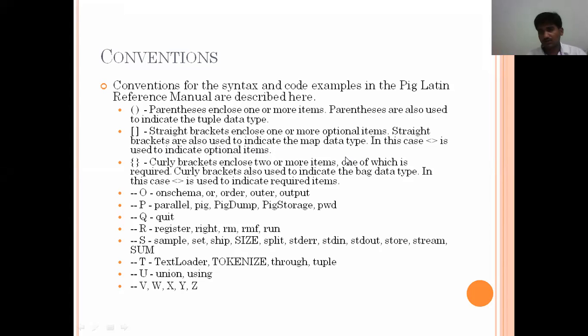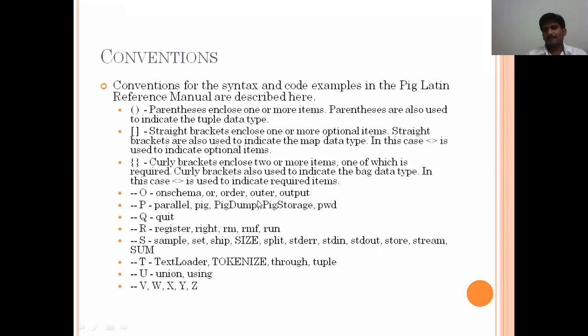I already told you, curly braces are used for bags and square brackets are used for maps. Key-value pairs are also used here. In this case, the angle brackets, less than and greater than, are also used to indicate optional items. The curly braces are used to mention one or more items which are required. The curly braces are also used to indicate the bag data type. So see, three different ways are mentioned.